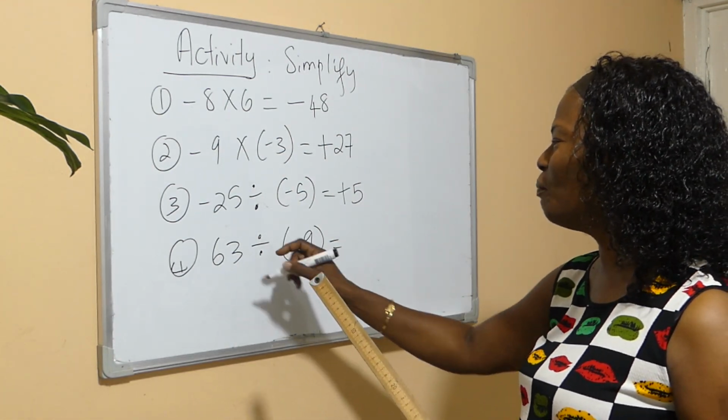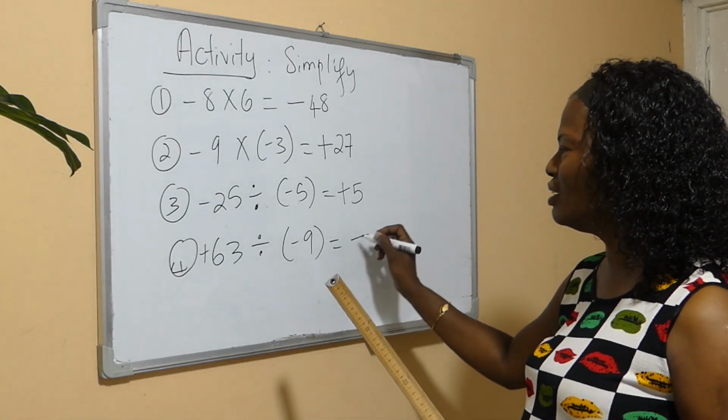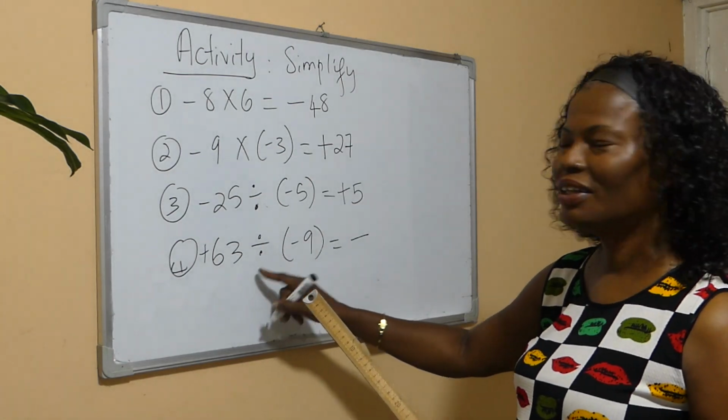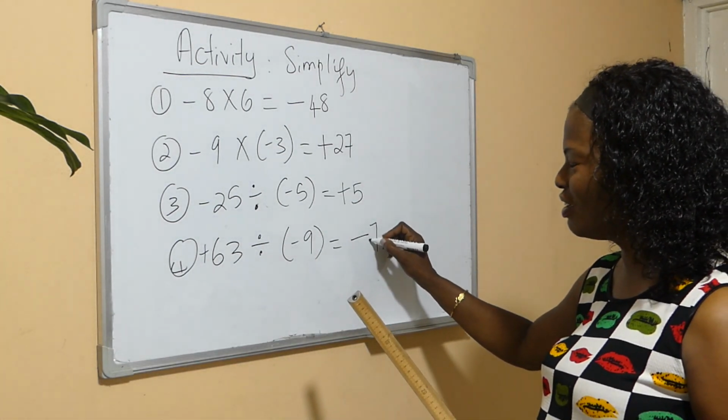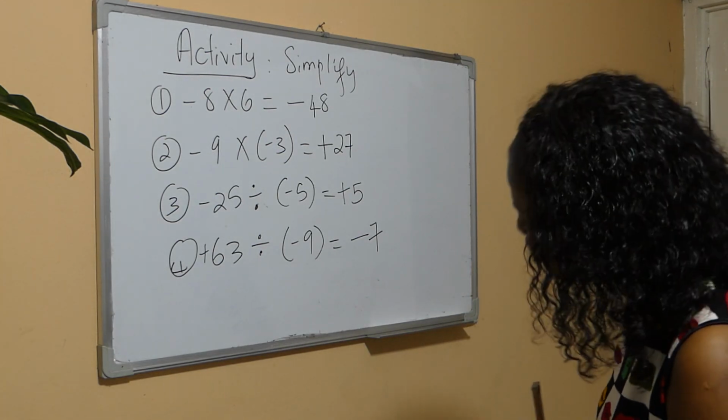Okay, negative 63 divided by 9. A negative divided by a positive is a negative. And 63 divided by 9. 9 into 63? 9 sevens are 63. So all our answers are correct.